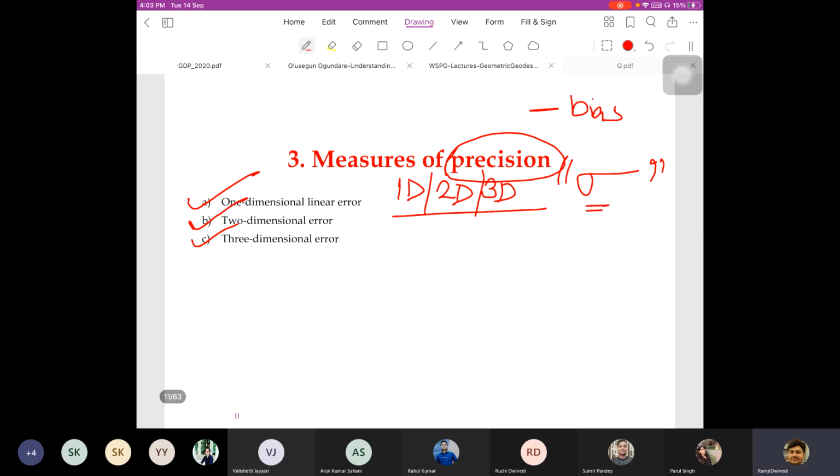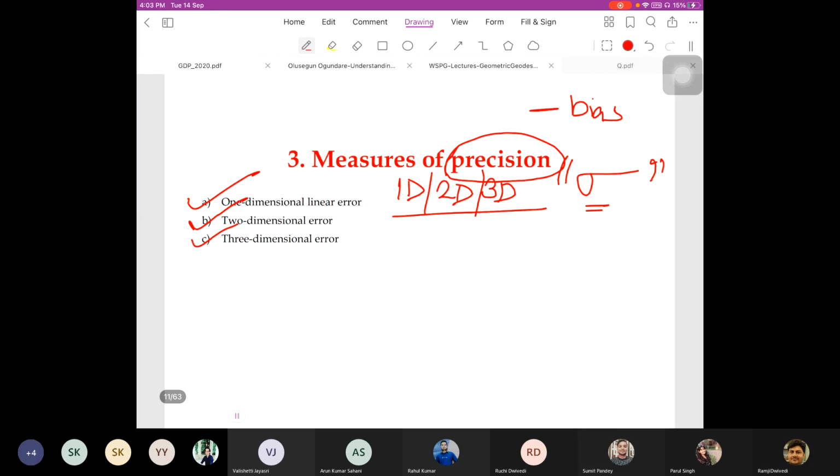Sir, here the meaning of dimension is the number of variables? Obviously, the random variables associated with your observations, length, width, volume, everything is coming in the same picture.